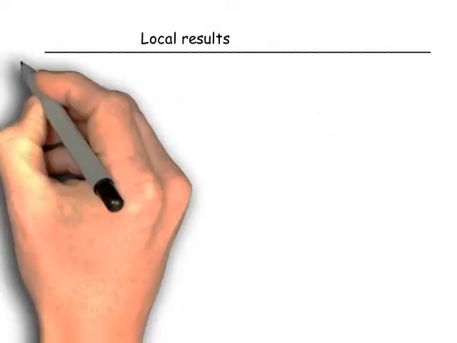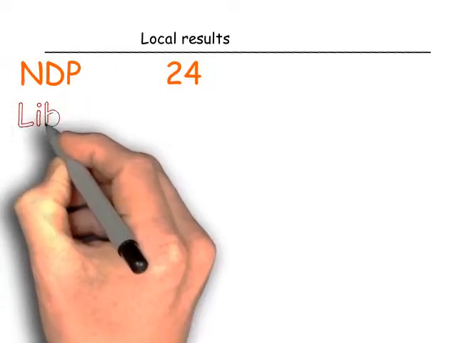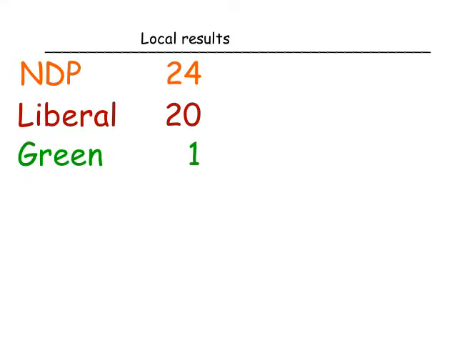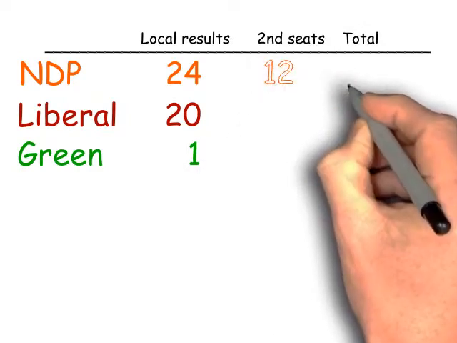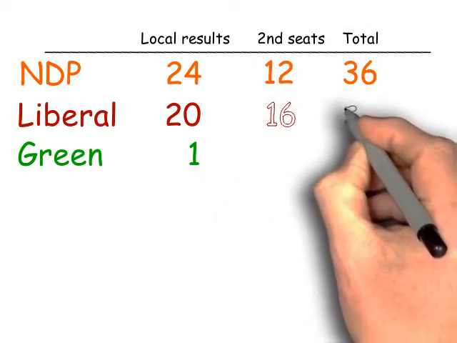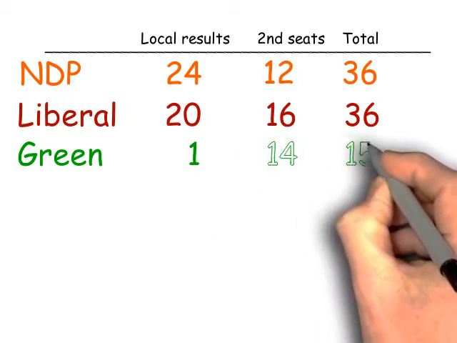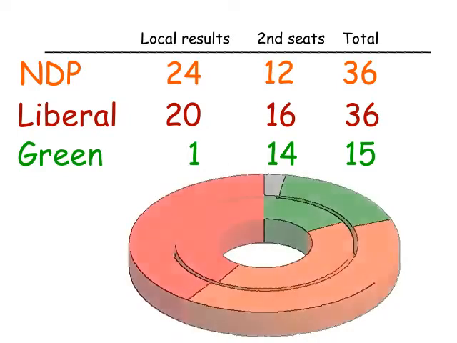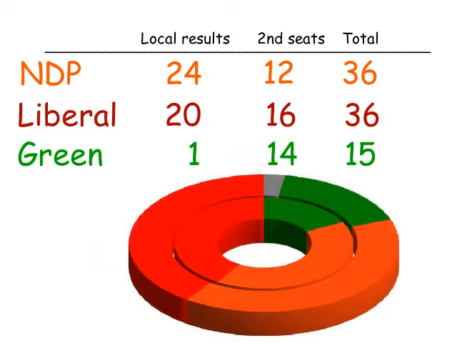Supposedly, once the local results are counted, BC voters elect 24 NDP MLAs, 20 Liberal MLAs, and 1 Green MLA. The second seats would be assigned based on the province-wide share of the popular vote received by each party. In this example, voters would have also elected, for the second seats in their dual-member constituencies, 12 NDP MLAs, 16 Liberal MLAs, and 14 Green MLAs. By using DMP, the results are a closer match to what voters actually said with their votes.